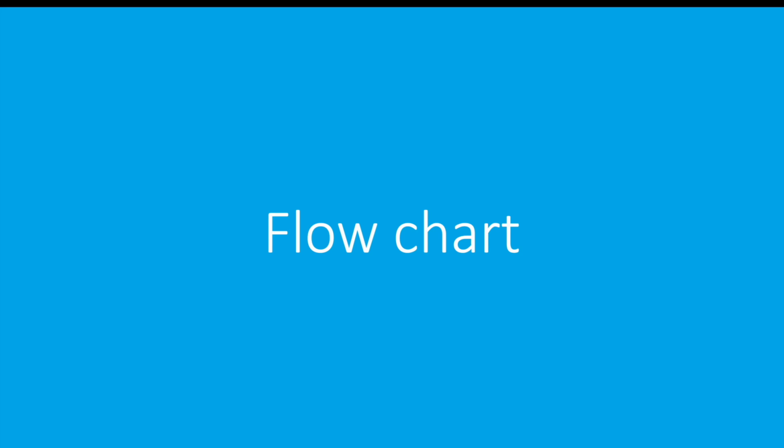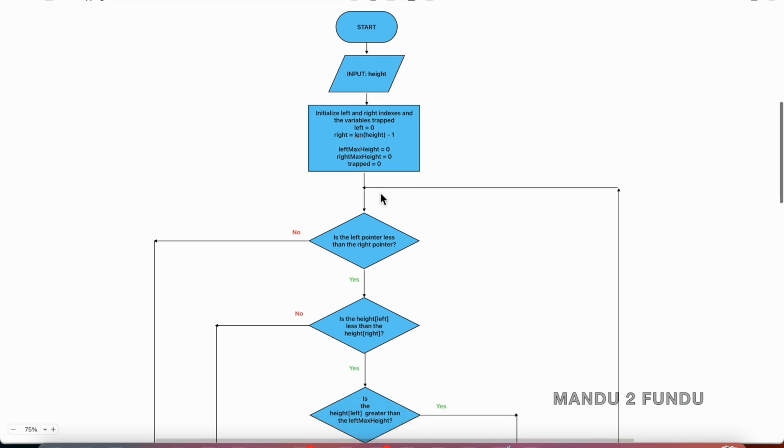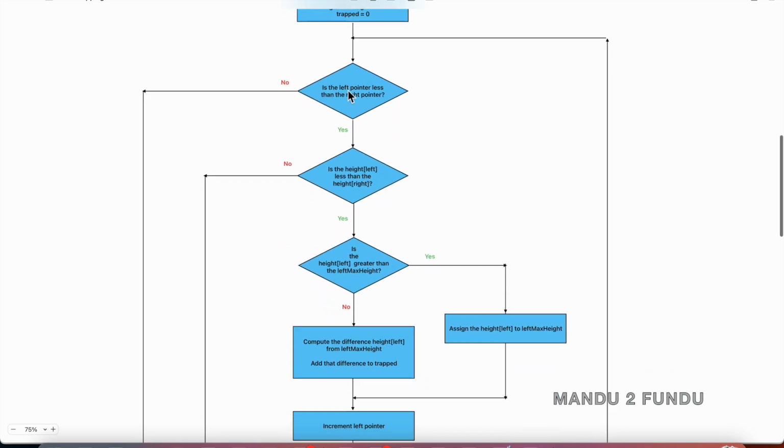Let's look at the flowchart. Input for this procedure is an array of integer heights. First we initialize the left and right indexes. The left is initialized with the value 0, the first element in the array, and the right pointer is initialized with the last element, which is the length of height minus 1. And then we initialize the left max height to 0, the right max height to 0 and the trapped count to 0. Okay. Then we enter the loop.